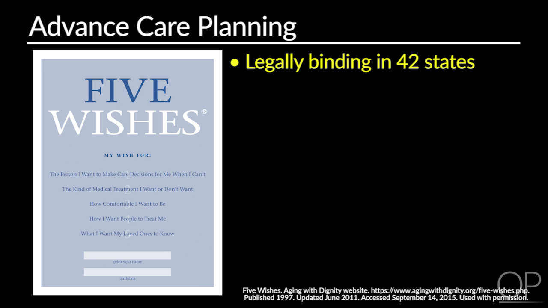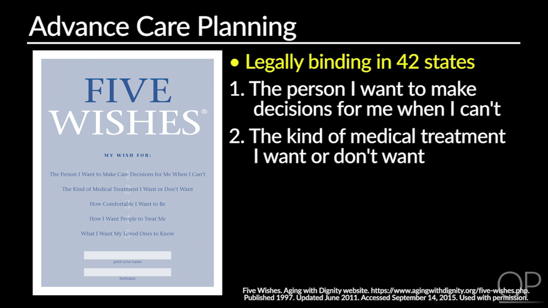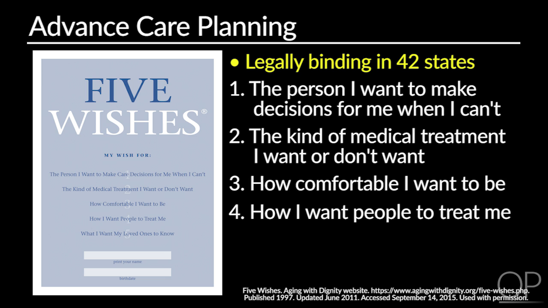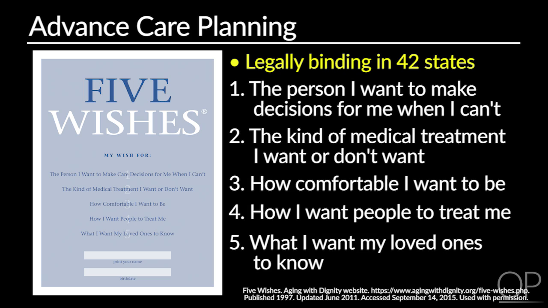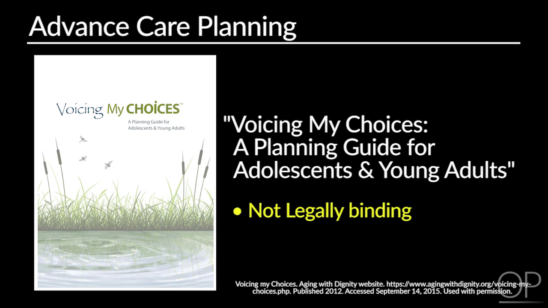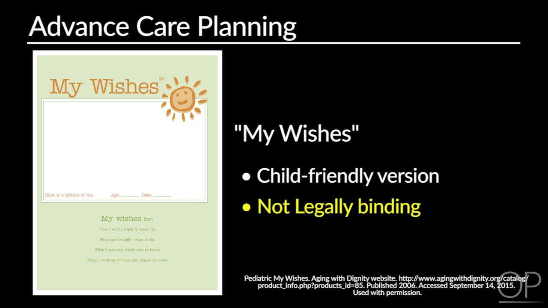And those 5 wishes are: the person I want to make decisions for me when I can't, the kind of medical treatment I want or don't want, how comfortable I want to be, how I want people to treat me, and what I want my loved ones to know. It is available in an adolescent version called Voicing My Choices, a planning guide for adolescents and young adults, and also a child-friendly version called My Wishes.